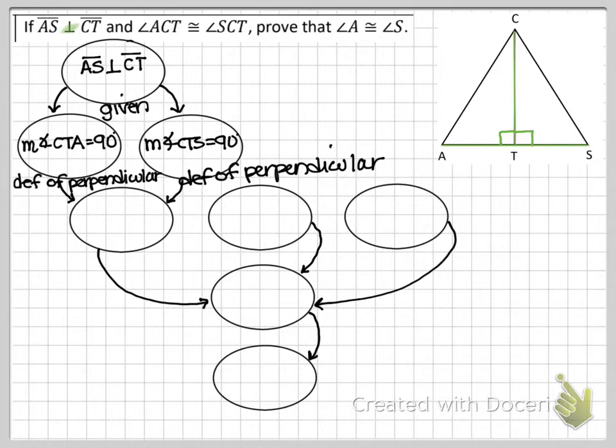So I've got the measure of CTA is 90, measure of CTS is 90. If they're both 90, then they're both congruent to each other. We're going to lose the measurement part of it because we're not talking about that anymore. We're actually talking about the angles themselves. So CTA and CTS are congruent to each other. Well, that is the definition of congruence. If two things are the same size, then they're congruent to each other.